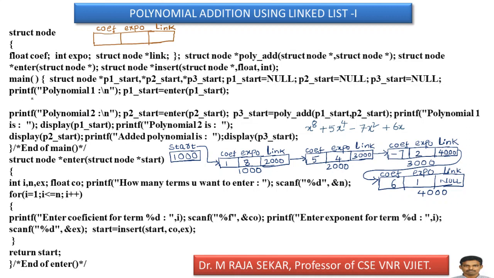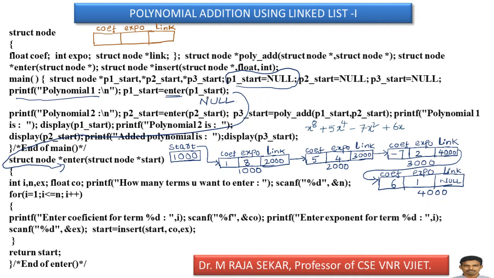Yes, where we are, printf polynomial 1. Enter is a function through which we are passing a pointer variable p1_start. What is the value of p1_start? Null. Initially its value is null. Therefore, we are passing through this function. This is function call or calling function. Automatically control will transfer. Where will it transfer? Control will transfer. Where is that function? This is the function, isn't it?